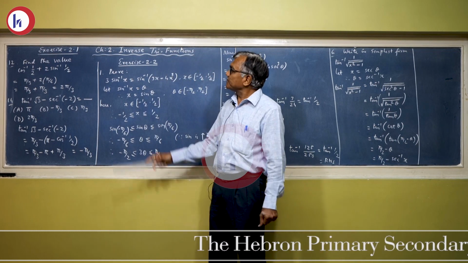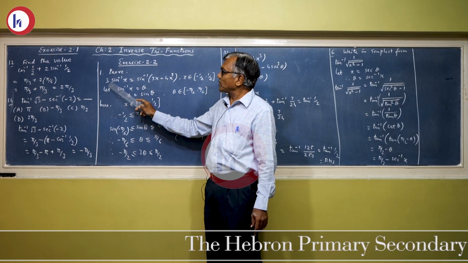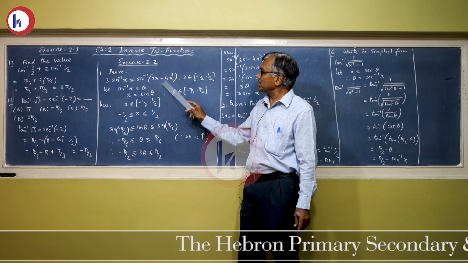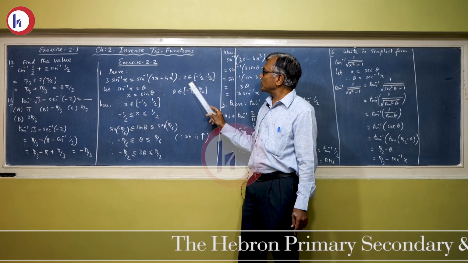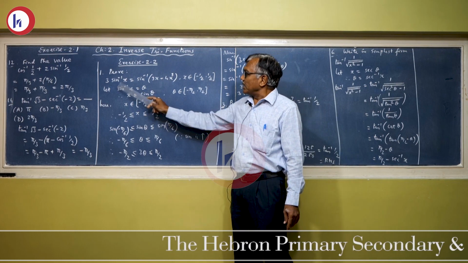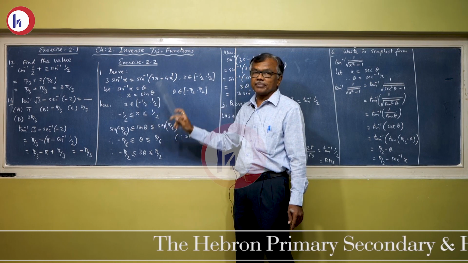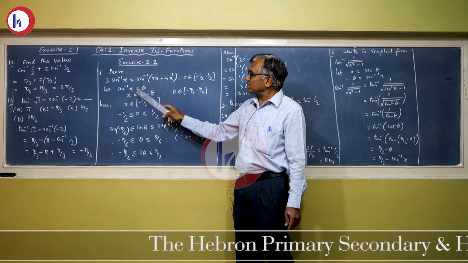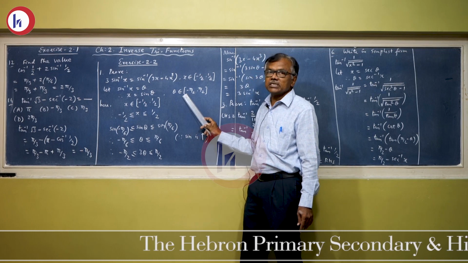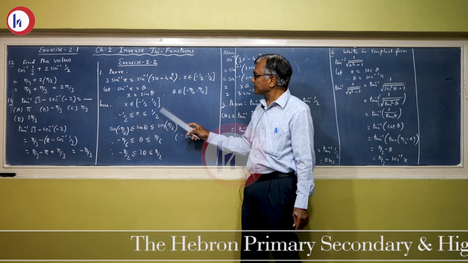Now more examples from the exercise. First example: prove that 3 sin inverse x is equal to sin inverse of (3x minus 4x cube), where x belongs to the closed interval minus 1 by 2 to 1 by 2. In this type of example, you assume sin inverse x equals theta, where theta is always in the range of sin inverse, that is theta belongs to the closed interval minus pi by 2 to pi by 2.